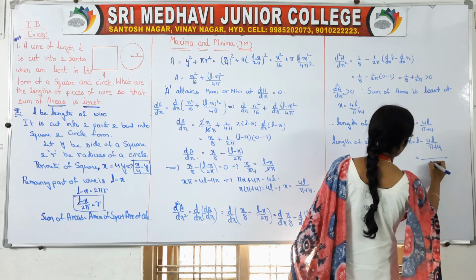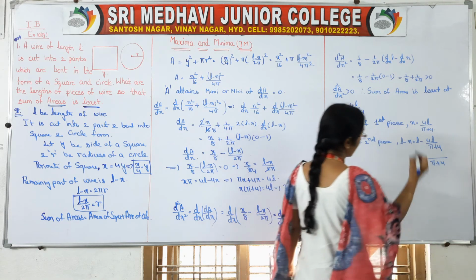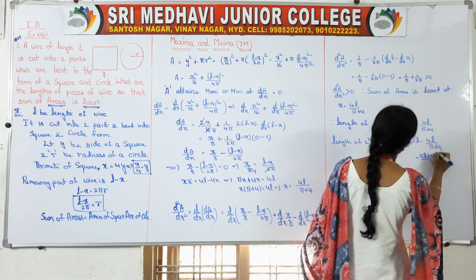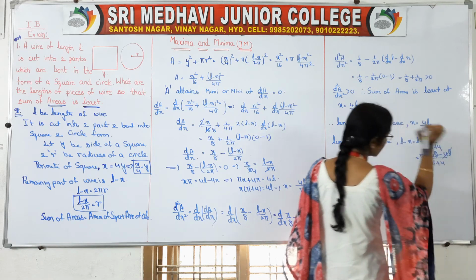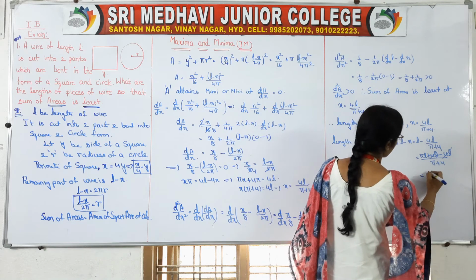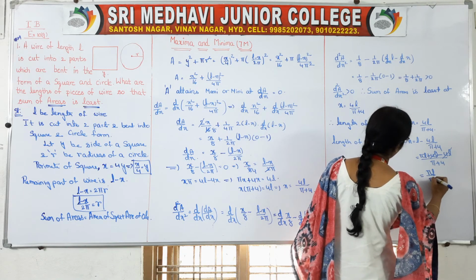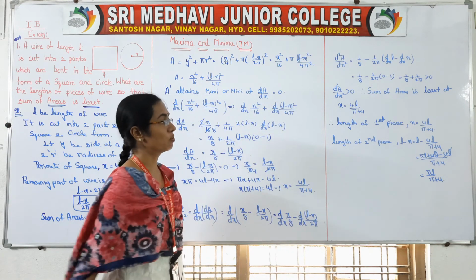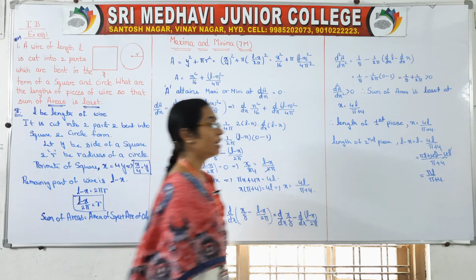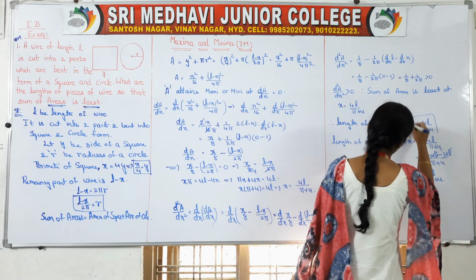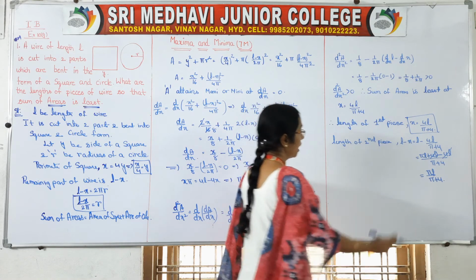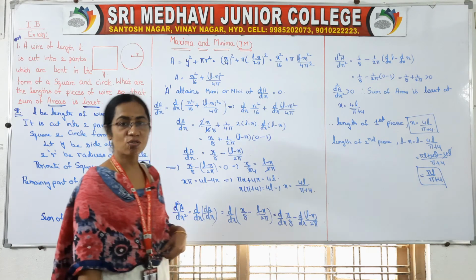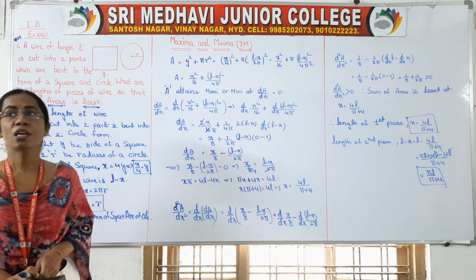What is the LCM? Pi plus 4 is the LCM. So L into (pi plus 4), so it is pi L plus 4L minus 4L, the 4L terms cancel, equal to pi L by pi plus 4. So the two pieces' lengths are: the first piece length x is 4L by pi plus 4, and the second piece length is pi L by pi plus 4. That is the answer to your question.